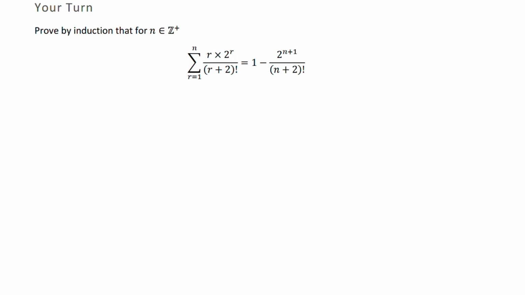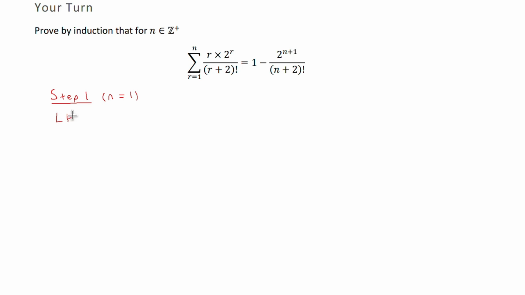Factorials lend themselves quite nicely to proof by induction questions. So we're going to have a look at a few proof by induction questions that use factorials. Using the same structure as we saw previously, the first step is always the base case, which in this case is when n is equal to 1, because we're in the positive integers.